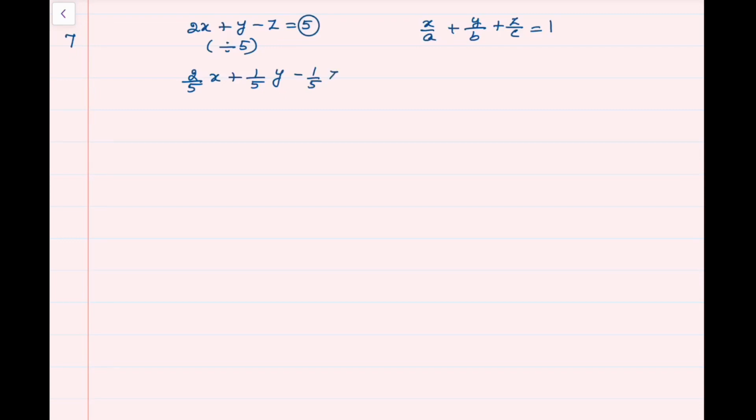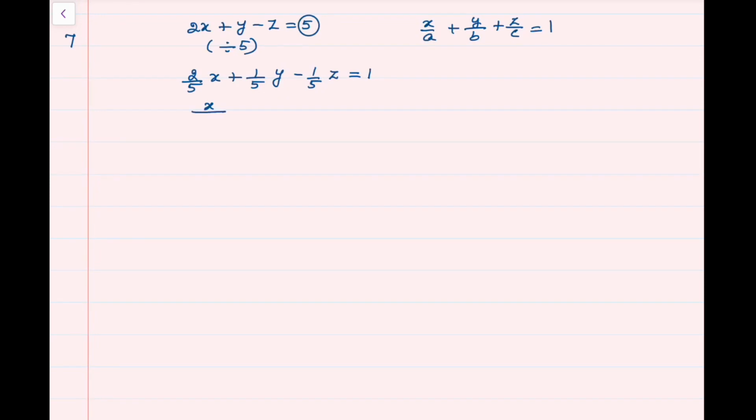Now question 7. Find the intercepts cut off by the plane 2x plus y minus z is equal to 5. We know the intercept form of the equation of a plane: x by a plus y by b plus z by c is equal to 1. So we need 1 here. Let us divide the whole equation by 5. We get 2x divided by 5 plus 1 divided by 5 y minus 1 divided by 5 z is equal to 1.